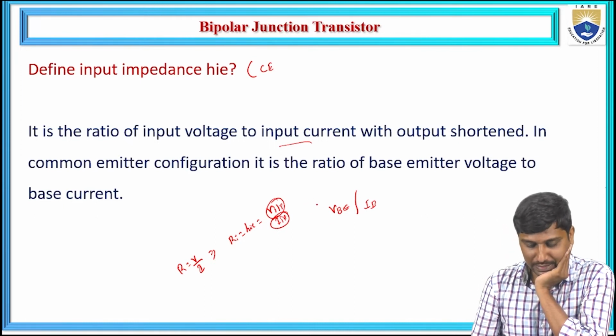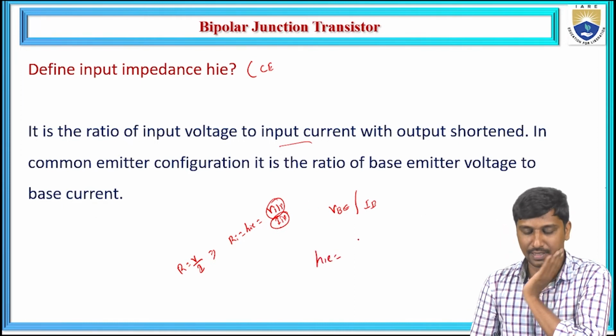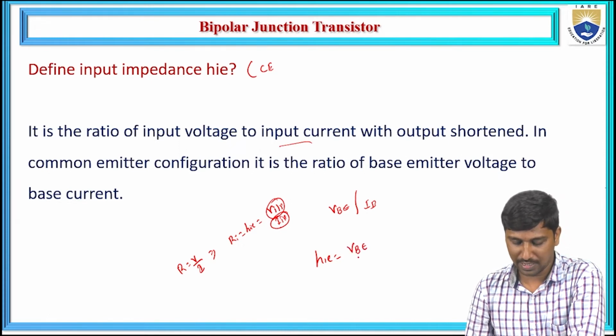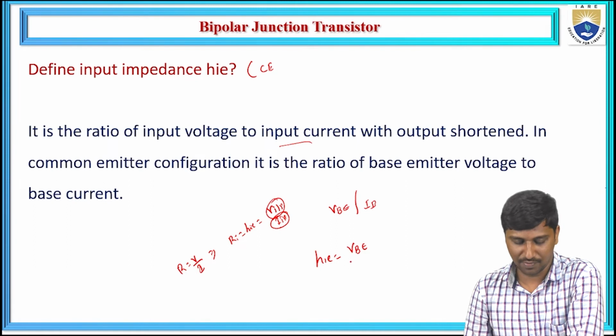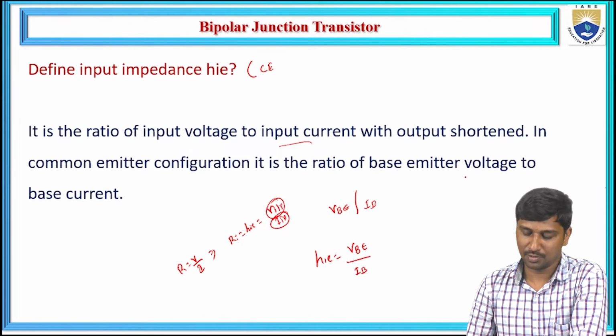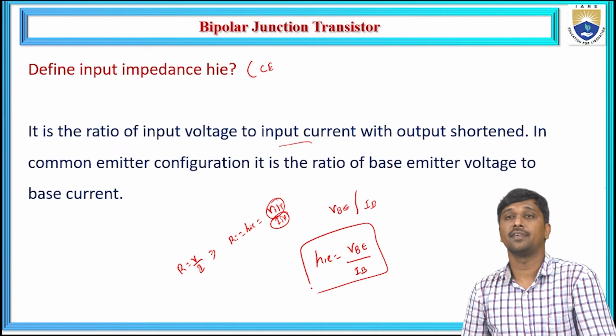So that is the reason HIE is represented as the ratio of input voltage across the common emitter configuration, that is VBE, to the base current, that is the base emitter voltage to the base current IB. This defines HIE.